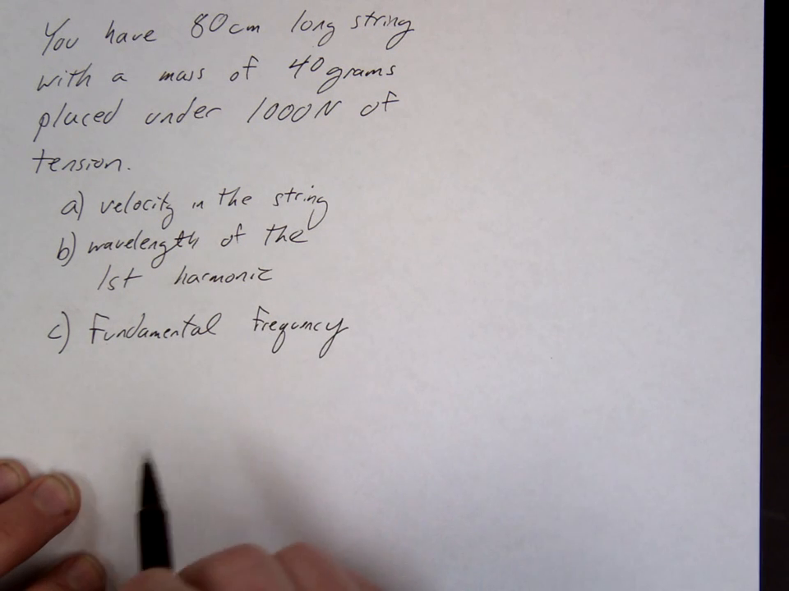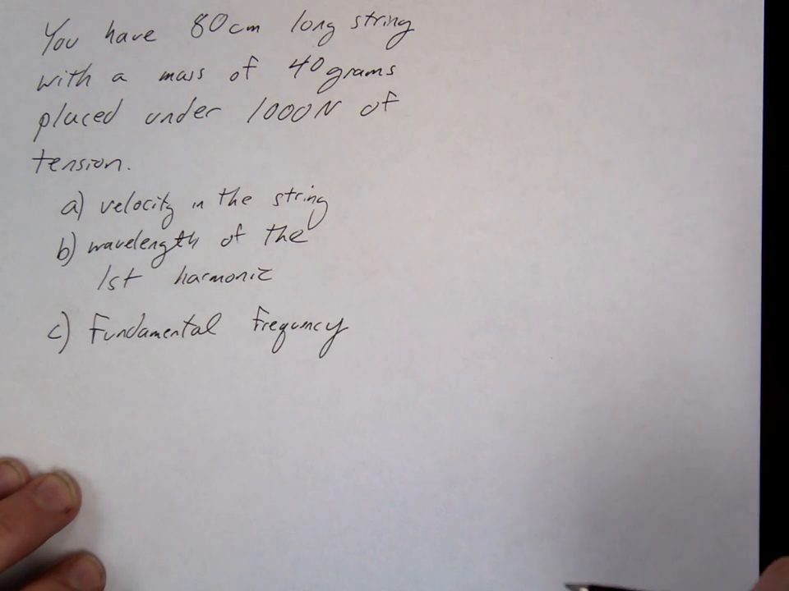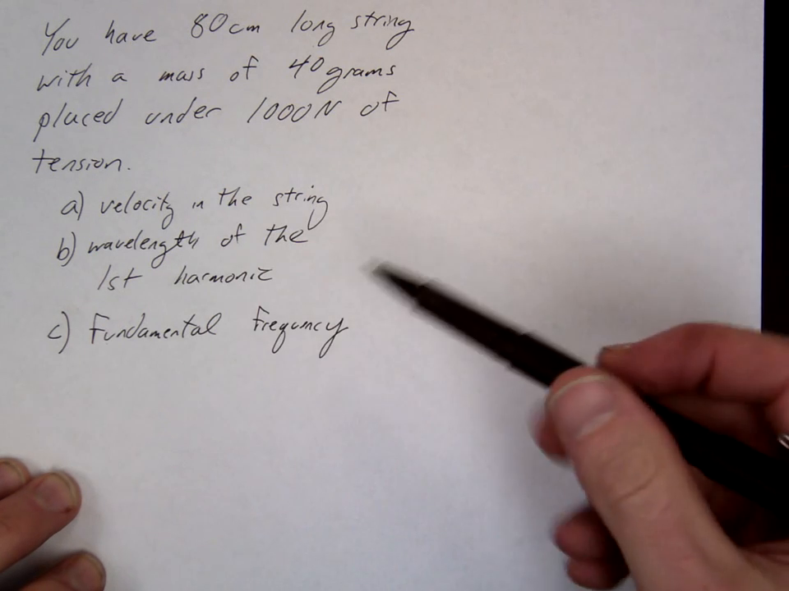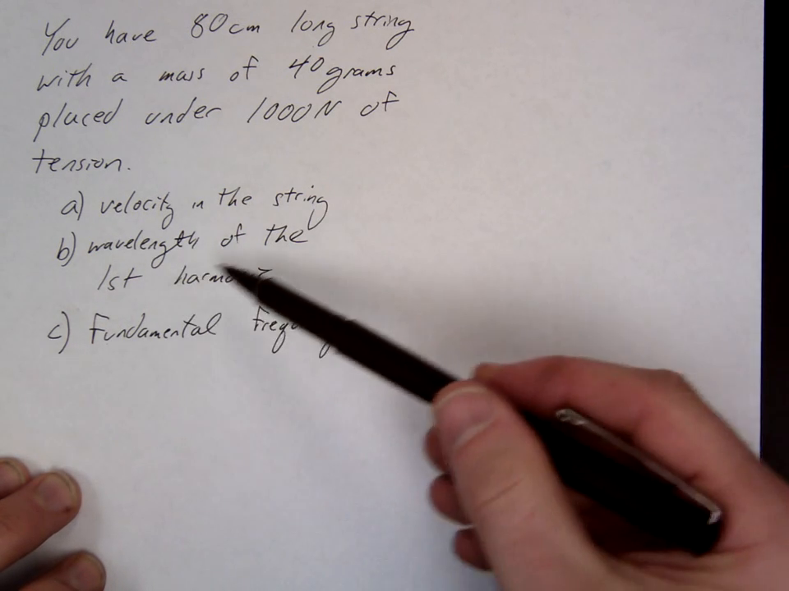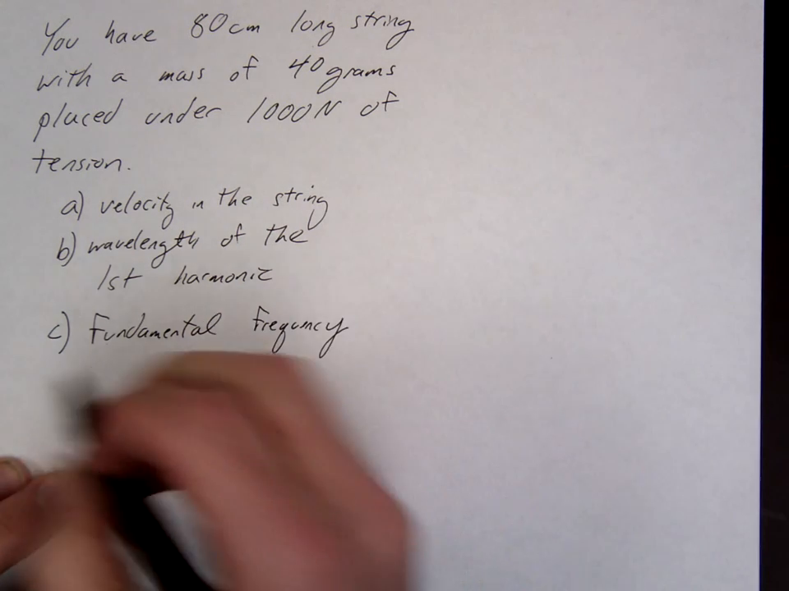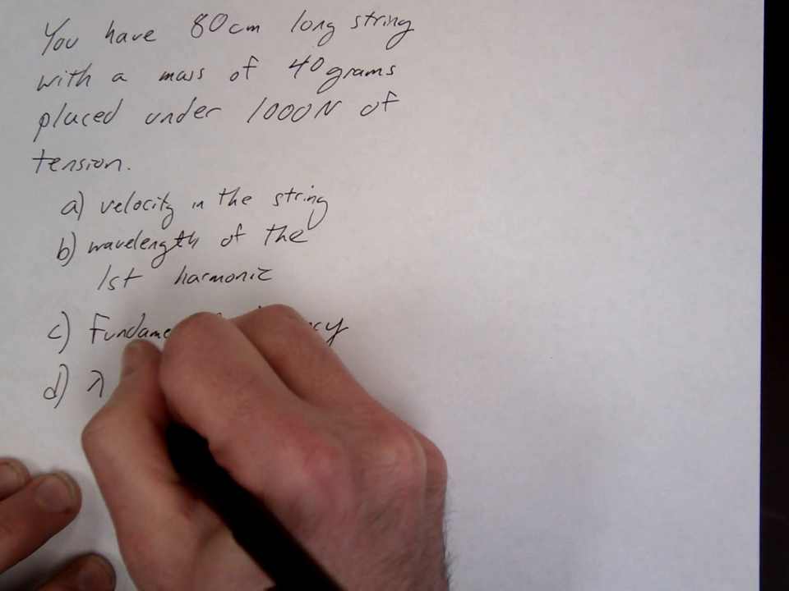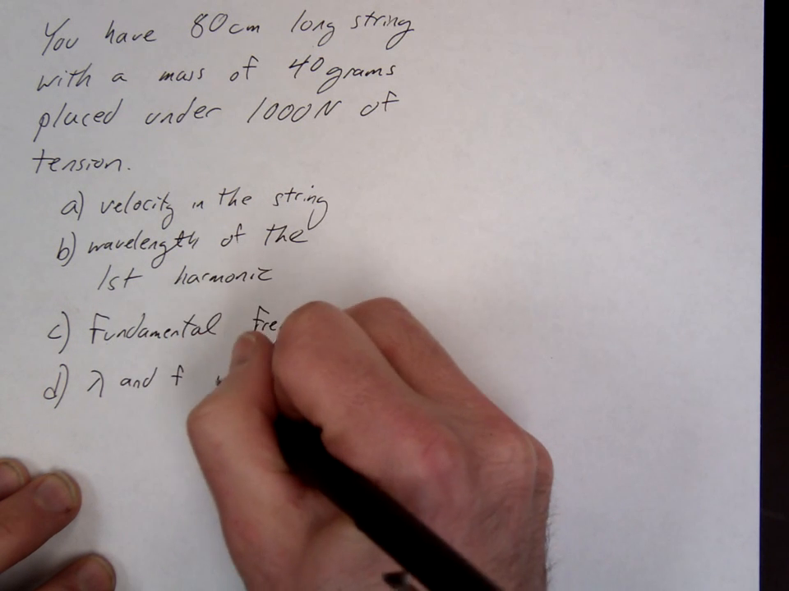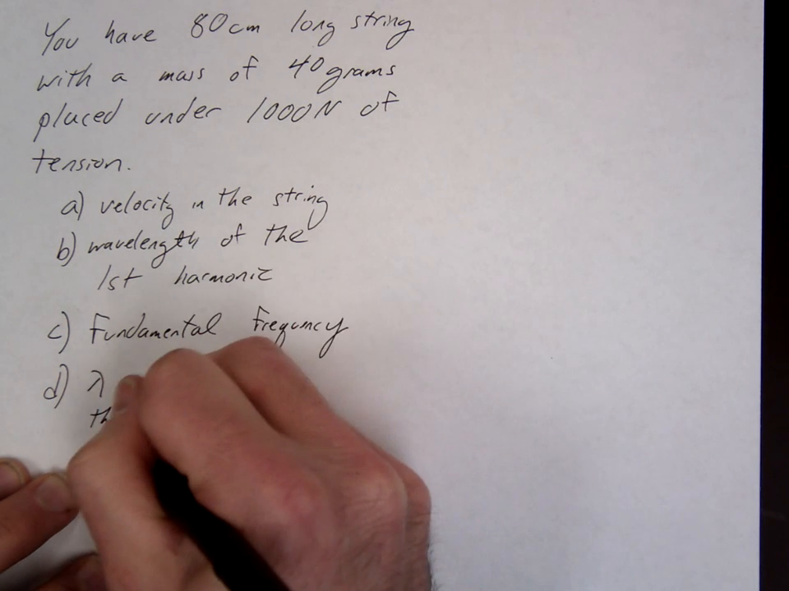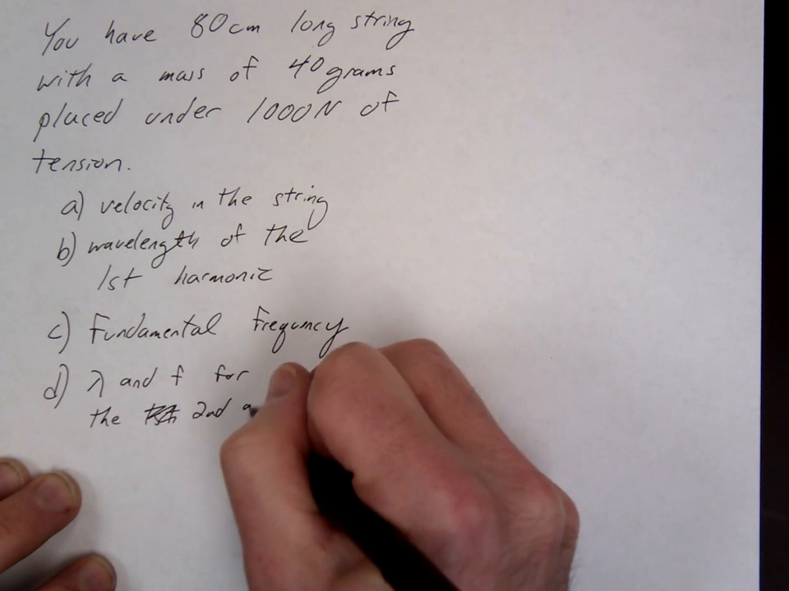So if I say fundamental frequency, what does that mean? When you hear the word fundamental, you should think first harmonic. So that would be the frequency of the first harmonic. Instead of saying frequency of the first harmonic, I just said fundamental frequency, but they're the same thing. Okay, and letter D, let's just repeat this. Let's find lambda and f for the second and third harmonics.